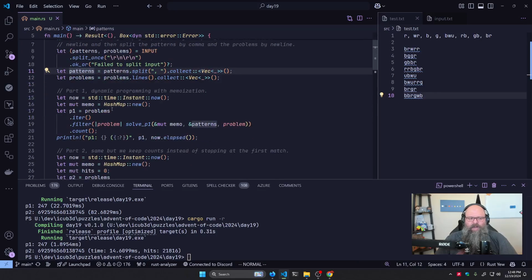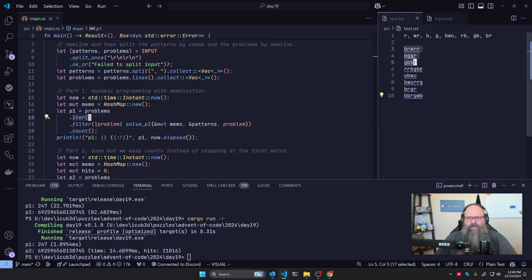And then for part 1, once I have that solve function, which I'll show you in a minute, all I have to do is iterate through each of these over here and call the solution finder for each of them and then count up the ones that were true, right?